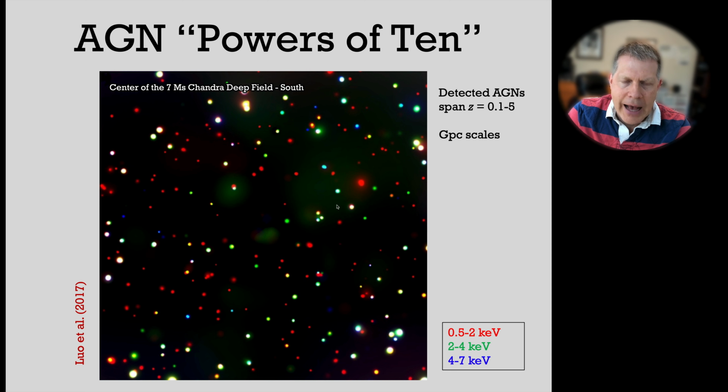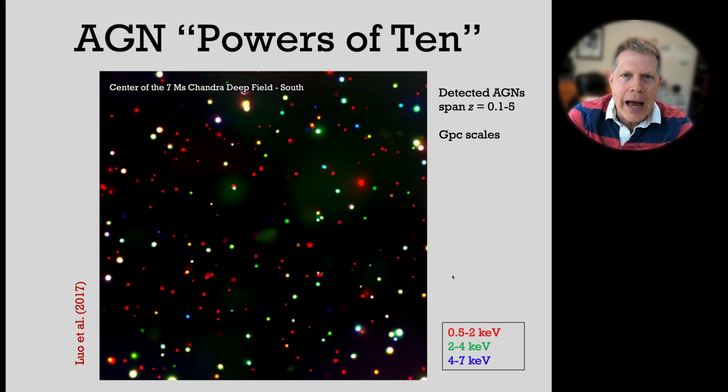Many of the X-ray sources that you're seeing here in this image, which is the deepest X-ray image we've ever made of the distant universe, are active galactic nuclei, and redshifts have been measured, and these AGNs span the range from about 0.1 to 5 or so in redshift, again reaching gigaparsec scale. So we're now considering large numbers of AGNs as samples and trying to understand them in bulk.